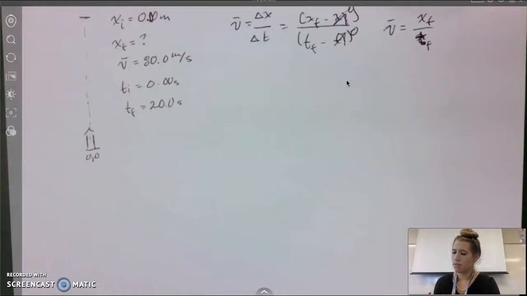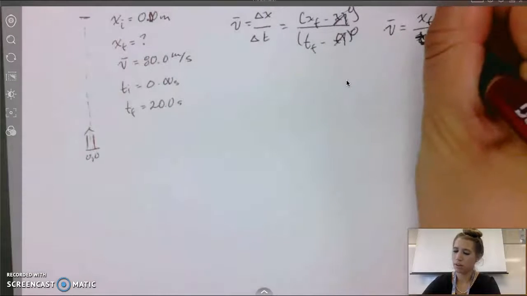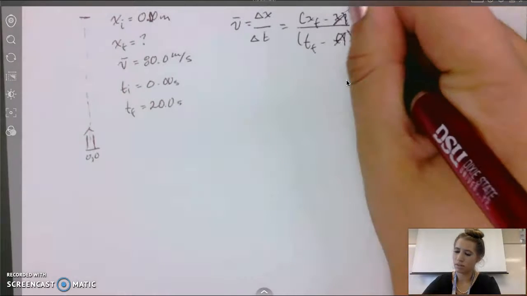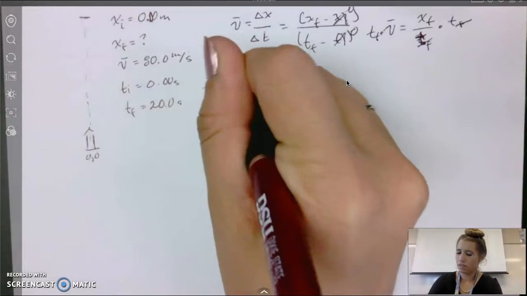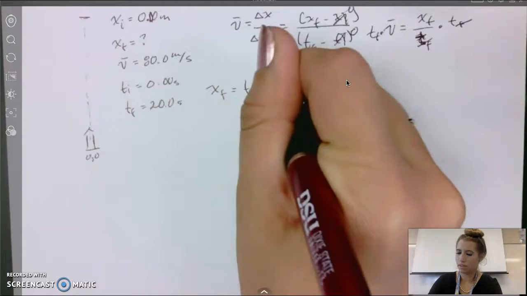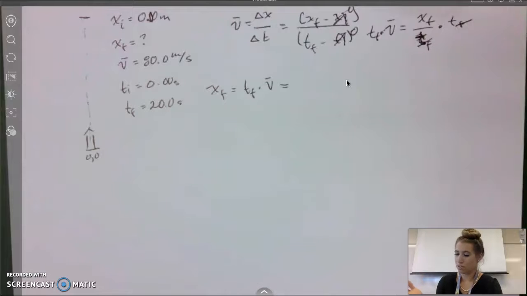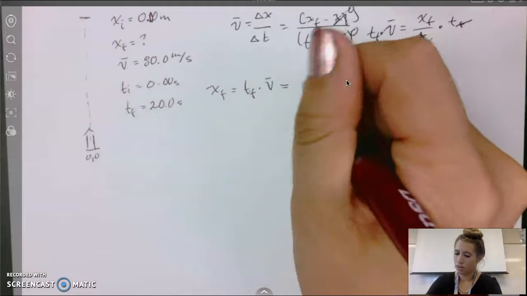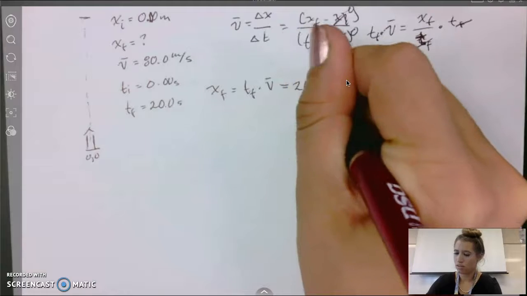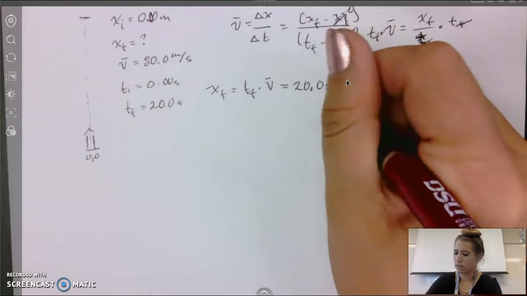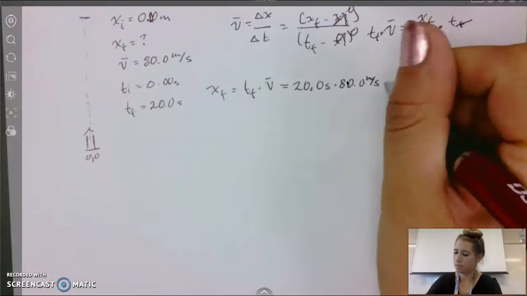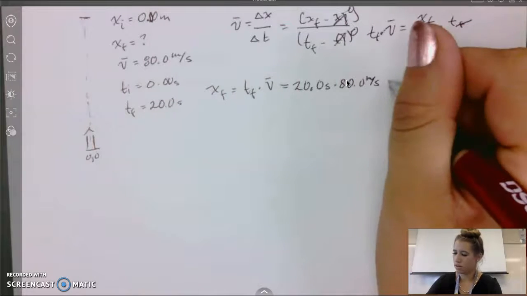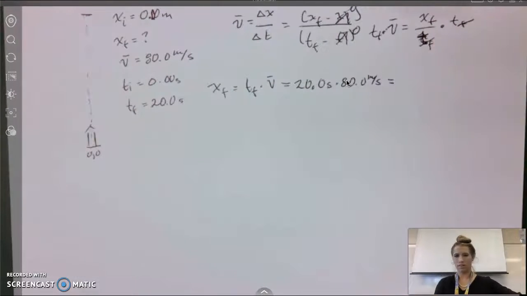Okay. And now let's get x final by itself. So let's rearrange this to get x final by itself. So I'm going to multiply t final to both sides. So x final is equal to t final multiplied by that average velocity. Okay, so we have those components there. T final is 20 seconds, and our average velocity is 80 meters per second. Okay, and plug that in.